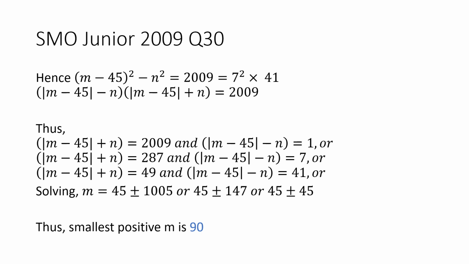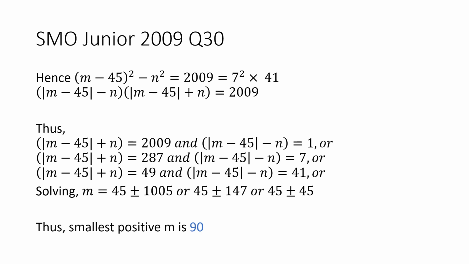By rearranging the terms in the previous equation, we get (m minus 45) squared minus n squared is equal to 2009. And then we prime factorize 2009 to form 7 squared times 41. Then we can use the difference of squares to get a more factorized form of this equation. And you realize that this is actually a Diophantine equation, which means that you can solve it normally because the product of two integers is equal to 2009, which is 7 squared times 41. So you use this to solve for m and n, ensuring that they are integers.